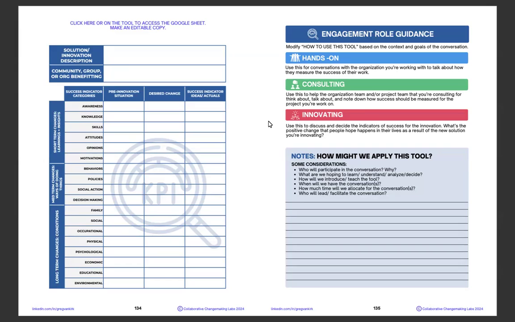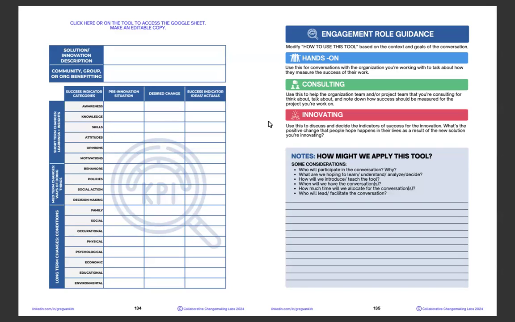Overall, don't get too hung up on the actual tool, the framework itself. Really just have a conversation about each one of these short-term, medium-term, and long-term changes, and see if you can pick out some key success indicators that are really relevant for the solution and for the people that you're hoping to support. Oftentimes we miss that there is this process of short term, medium term, long term, where we're not comprehensive enough in our thinking about how to measure success. So hopefully this tool will help you do that.